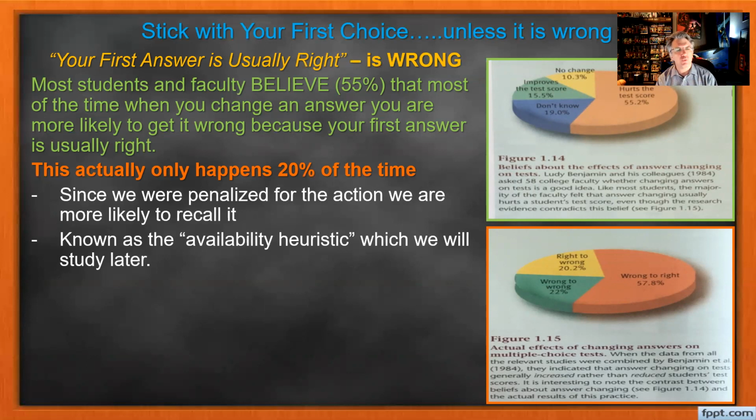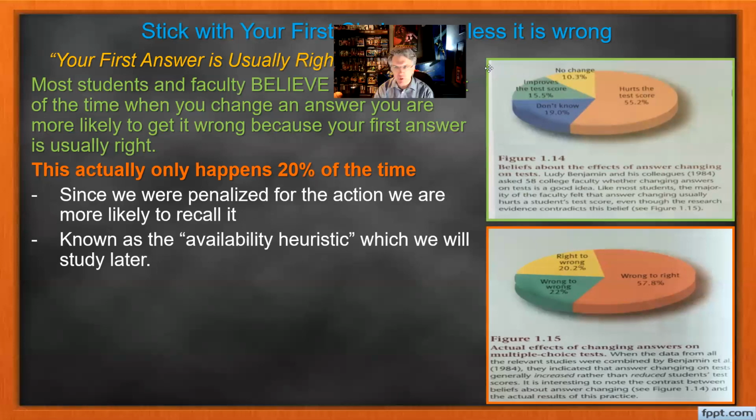Oh, and that hurt. So we remember all the times that happened, but it doesn't happen that often. We don't remember the times where we change it from the wrong answer to the right answer, because we're like, well, I just misread it. And that's what happens most of the time. Most people think that if I change my answer, I'm going to hurt the score, 55%.